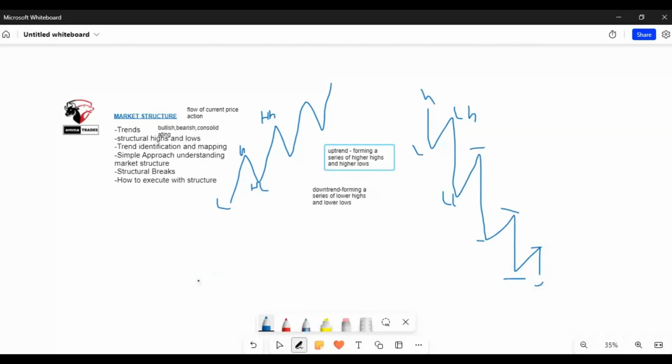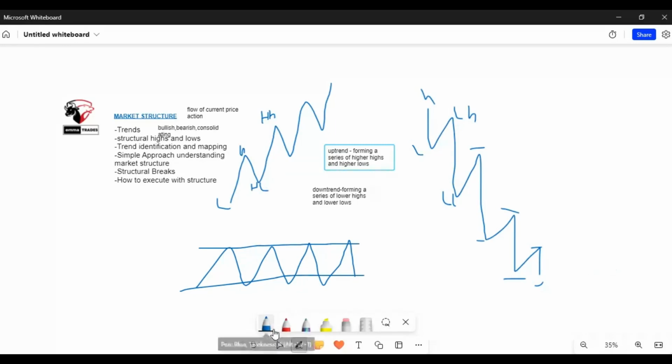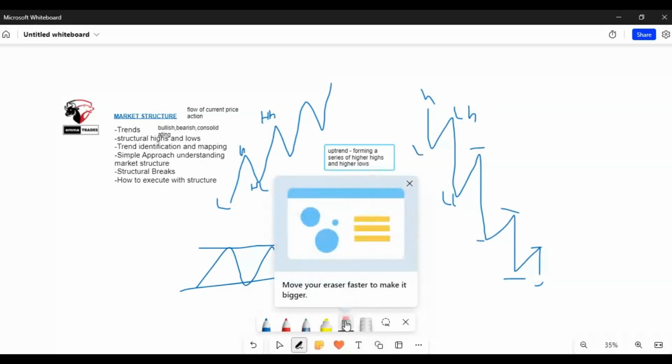Then for the consolidation, not much science. Price is moving between two price points, and it's not forming any significant series of higher highs or lower lows. So by trend identification, I basically mean the characteristics of a trend, right? If I see these higher highs and higher lows, we're going upwards or in an uptrend. If I see lower highs and lower lows, price is going downwards or in a downtrend. So there is not much science on that.